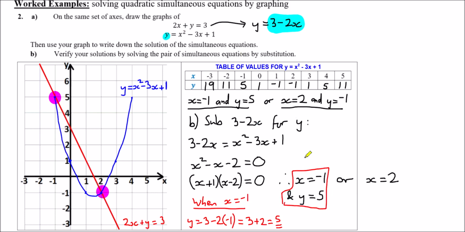We can now do the same idea for when x is equal to 2. So let's just try that. So when x is equal to 2, using the same equation again, this one here, y is going to be 3 minus 2 lots of 2, which is 1. And so, in other words, when x is 2, we have that y must be, sorry, minus 1. 3 minus 2 times 2. 3 minus 4 is minus 1.